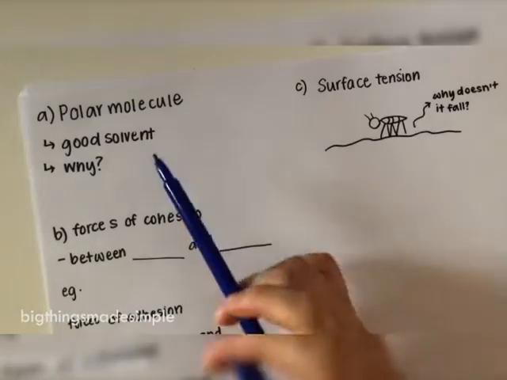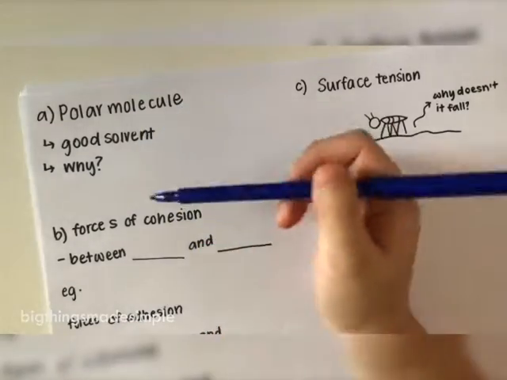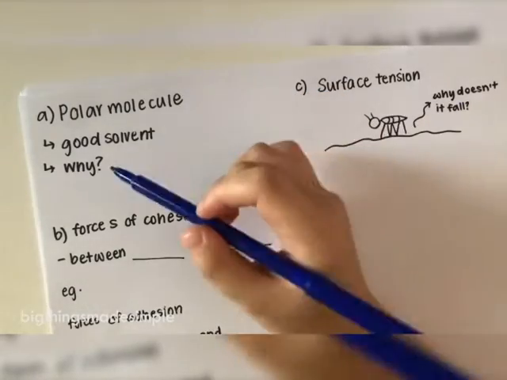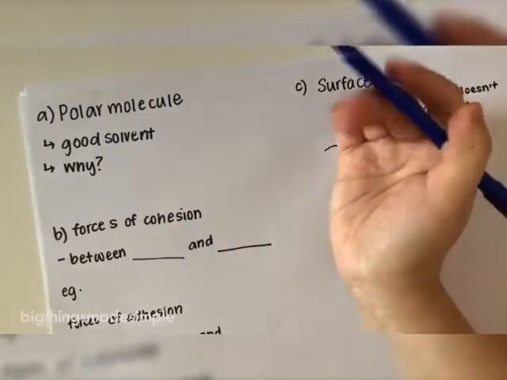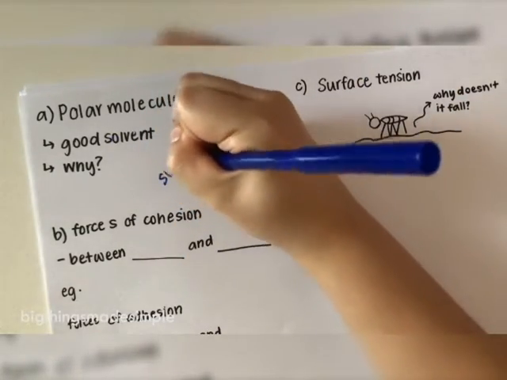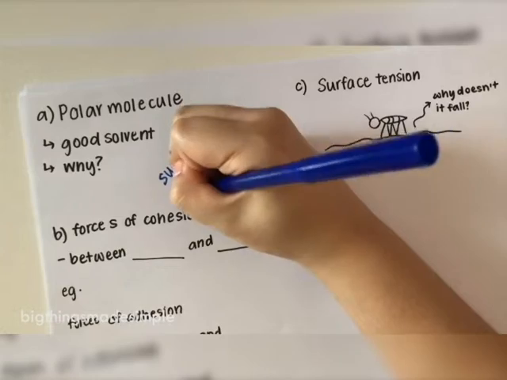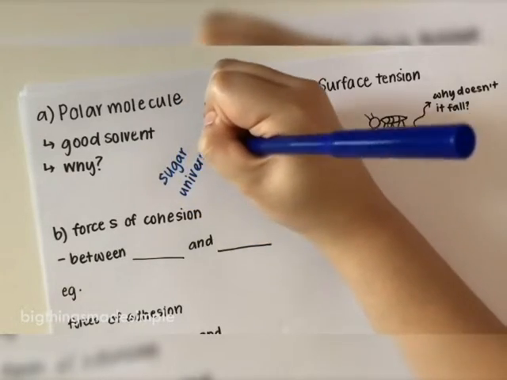So the first property is that it's a polar molecule. This makes water a good solvent. Now why does it do that? It's because water is able to dissolve other polar molecules such as sugar. And that's why it is known as the universal solvent.